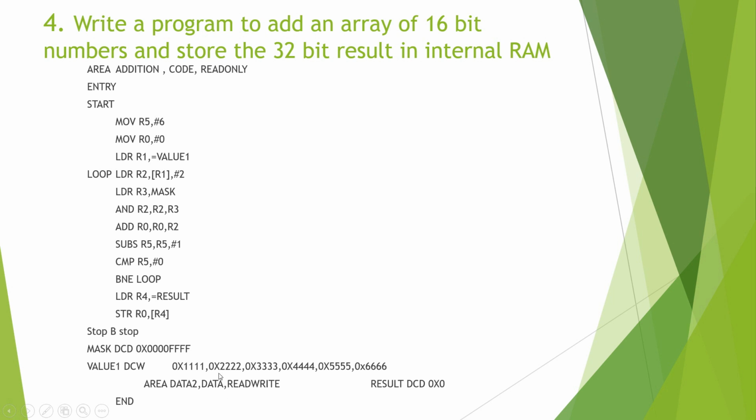Again, the second number is moved to R2 and it is incremented by 2. 2 is the offset. Again, we mask the second number, take that number, add it with the first number, and then we decrement the counter. This loop continues till R5 becomes 0. Once R5 becomes 0, it comes to the next instruction where the result is moved to R4. That means R4 contains the address of the result variable.